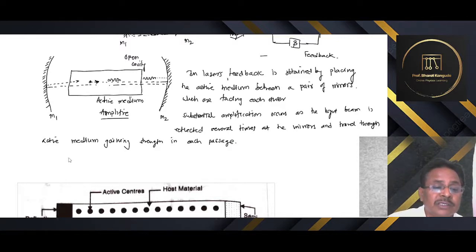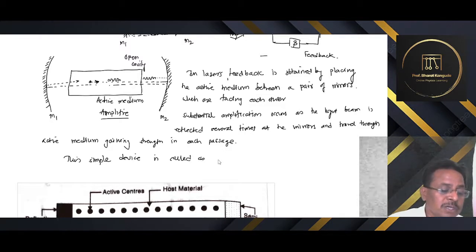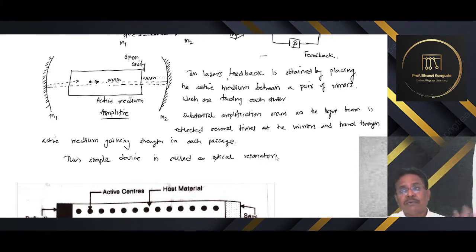So we'll write the last statement. This simple device is called an optical resonator. To understand the difference between what happens in electronic oscillators and what happens in these optical oscillators, we have taken these particular statements here.